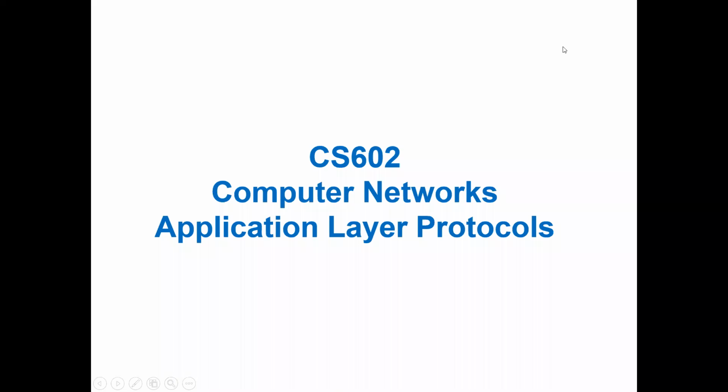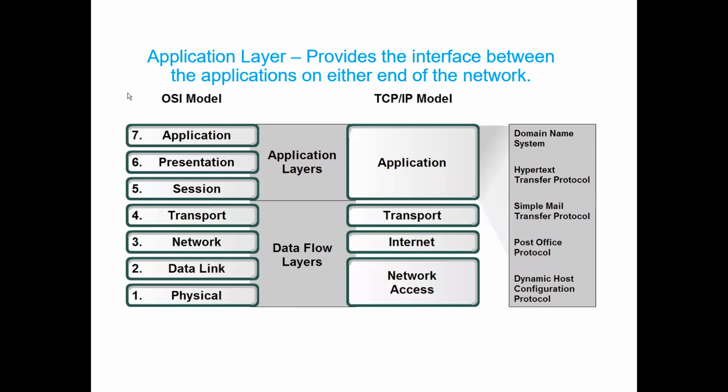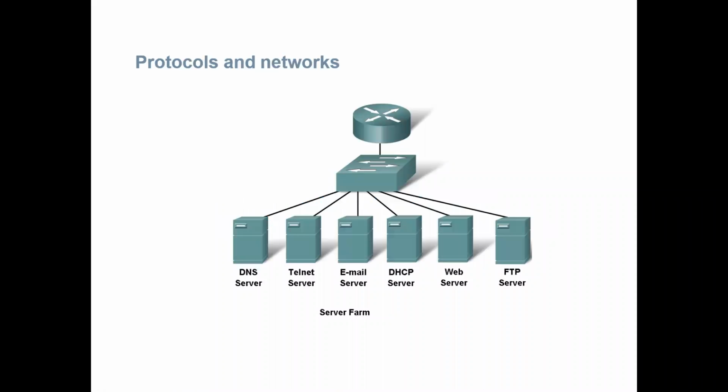Hello students. Today I am discussing the application layer of the OSI model in our subject computer network. We are all aware of the 7 layers in our OSI model, and the 7th layer is the application layer. I have already discussed the physical, data link, network, transport, session and presentation layers also. These are all the protocols which are supported in the application layer: FTP server, web server, DHCP, email, Telnet, and DNS.